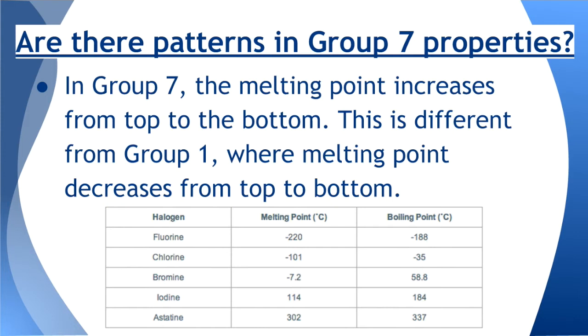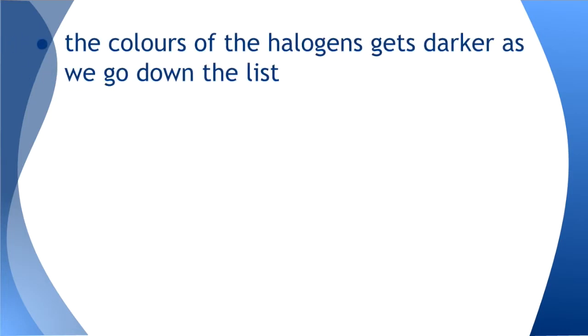Are there patterns in group 7 properties? The answer to this question would be yes. There are some patterns in their properties. An example of this is the melting points of the halogens, which increase from the top to the bottom, a little bit different from the group 1 elements that have melting points that decrease from top to bottom. Also, the colors of the halogens get darker as we go down the list of these elements, as you saw in the characteristics slide earlier.